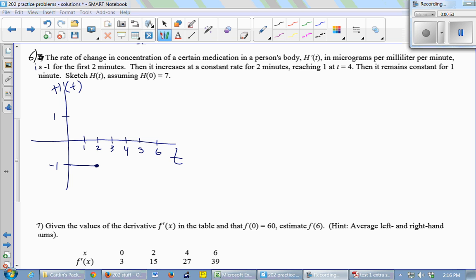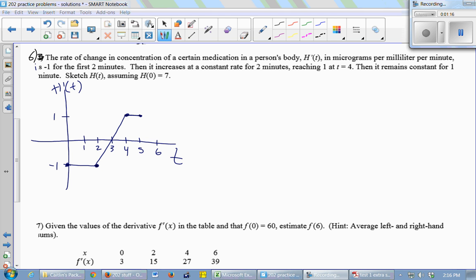So if it's increasing at a constant rate, that means linearly. And it reaches 1 at t equals 4. So I just have a straight line like that. Okay. And then it remains constant for 1 more minute. So it's going to stay at 1 until t equals 5. So there's my sketch of h prime.